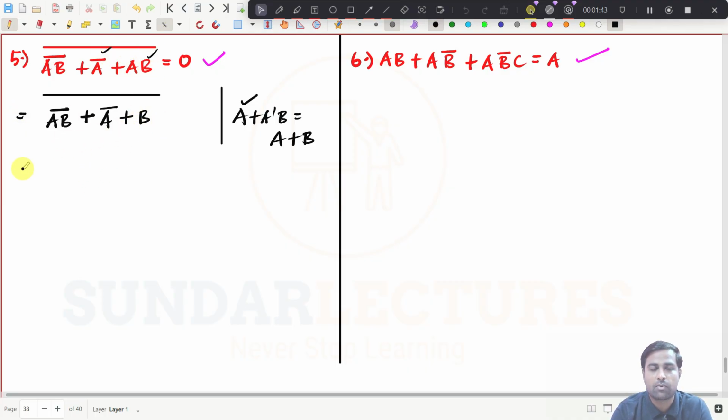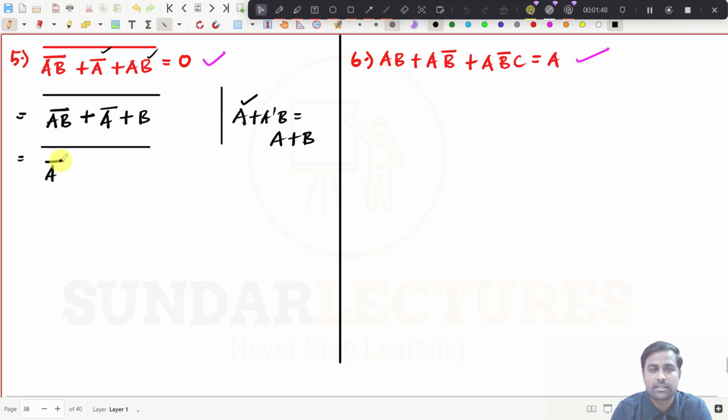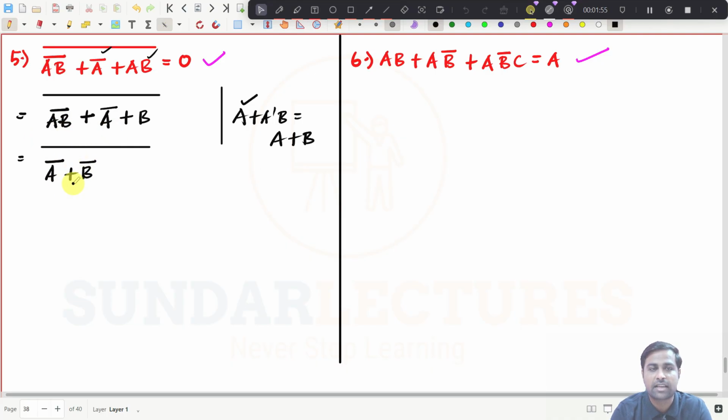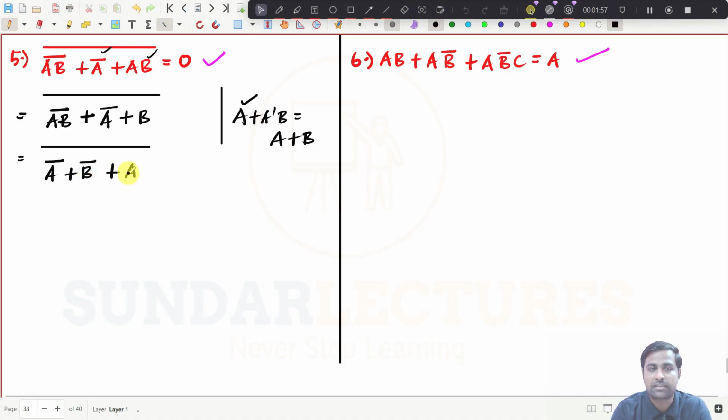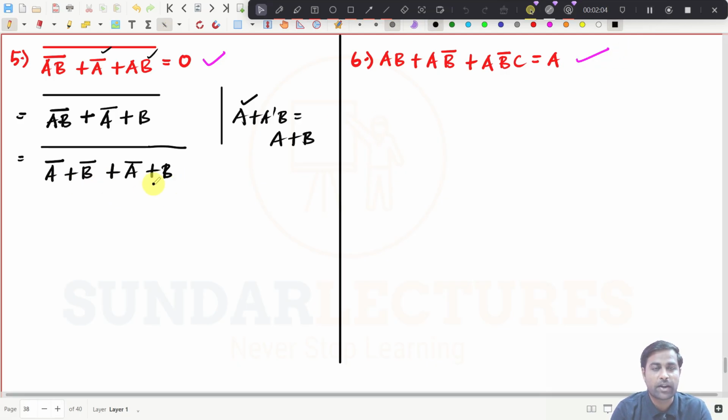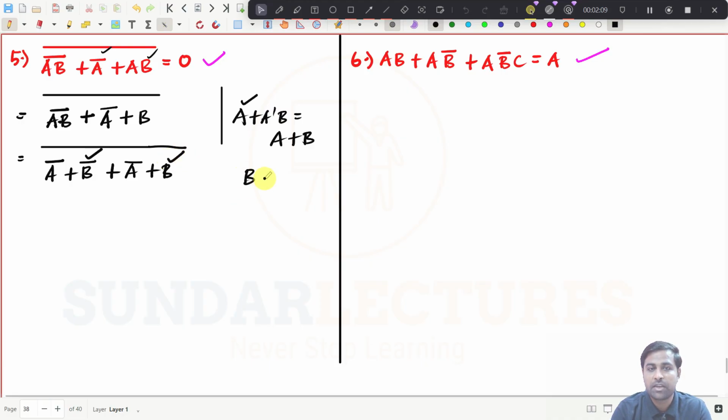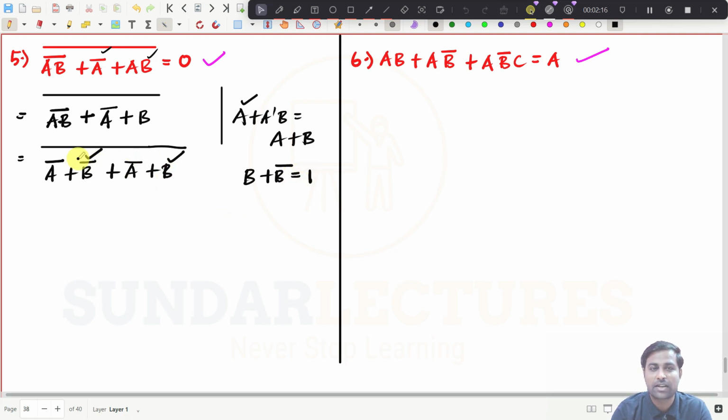And now what you do, you just split this one by De Morgan's theorem. What you will get, this is a bar plus b bar, right? So this is actually a bar, a dot b the whole bar, and you will get this as a bar plus b bar and then plus a bar plus b. This is the expression, right? And now you see this one, this is b bar plus b. What is this one? b plus b bar will be equal to what? 1, tautology, right? These two are tautology, right?